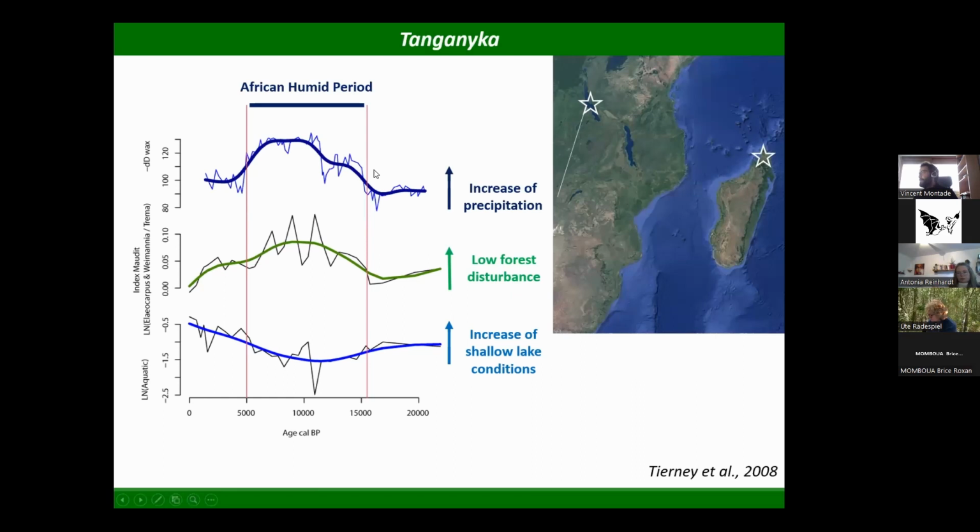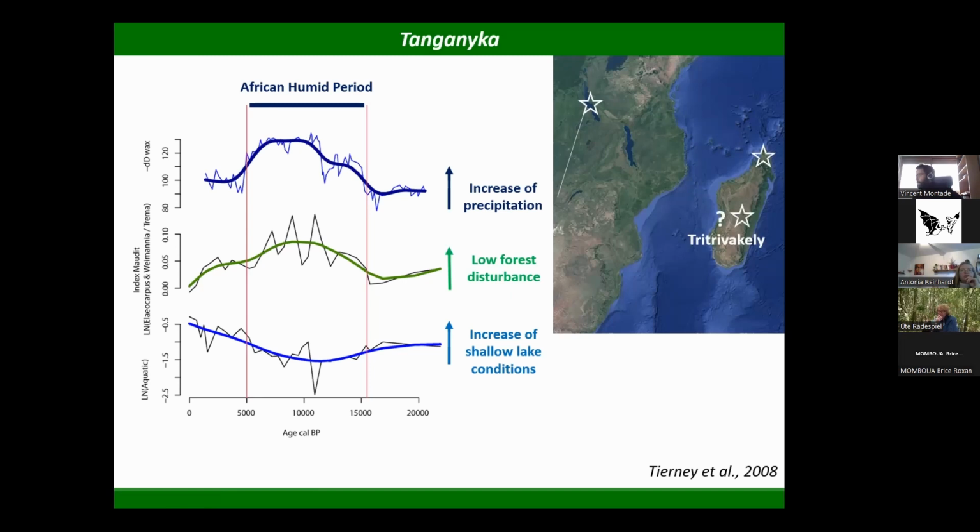And we can see that at the same time, we have a decrease of forest disturbances and probably an increase of lake level. We have the settlement of the African Humid Period more or less at about 15,000 before present. And this period finished more or less at 5,000 before present, where we have somehow a decrease of lake level and an increase of forest disturbance in the system.